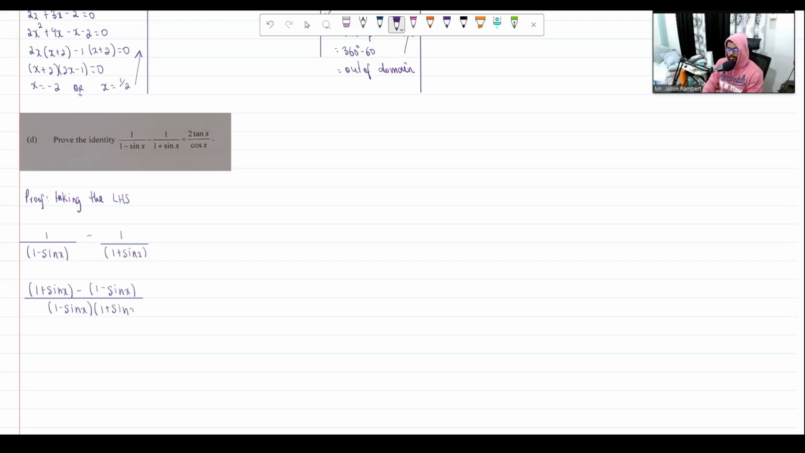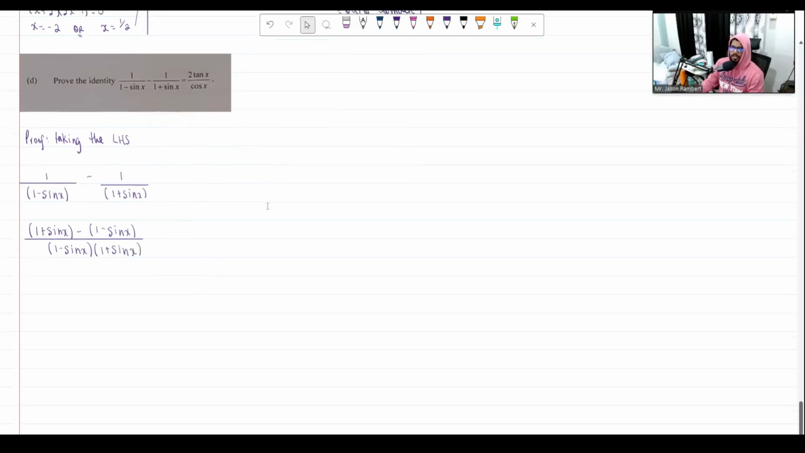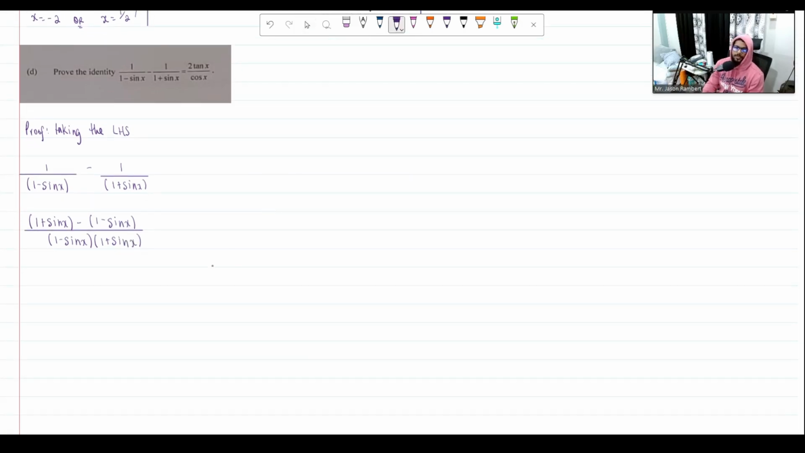Well, the bottom is already a difference of 2 squares. And I see the bottom is going to be cosine squared x. The top now is going to be 1 minus 1, and sine x plus sine x, so I'm looking at 2 sine x on top, divided by 1 minus sine squared x.